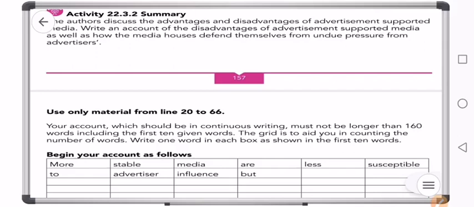Right, greetings class. Today I'm going to assist you on how to write a summary. This is a summary question for the comprehension that we are doing right now, entitled advertisement.